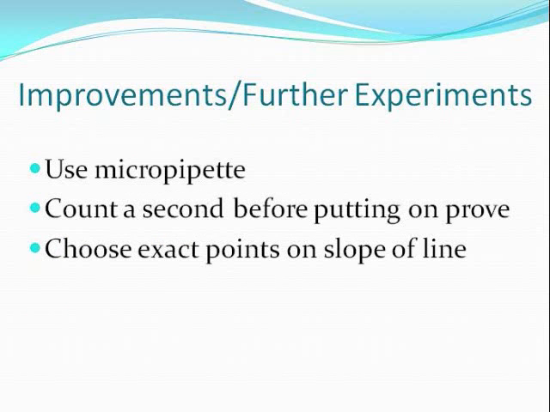Further experimenting. Firstly, we could use a micropipette instead of a 1 milliliter pipette to add drops of enzyme to the test tubes to ensure there would be the same amount of enzyme each time. Secondly, we could count 1 second before putting the gas pressure probe on the test tube for more consistency. Finally, we could choose points that were a little bit after the starting point and a little before the end point to make sure that it accorded with the most consistent rate.